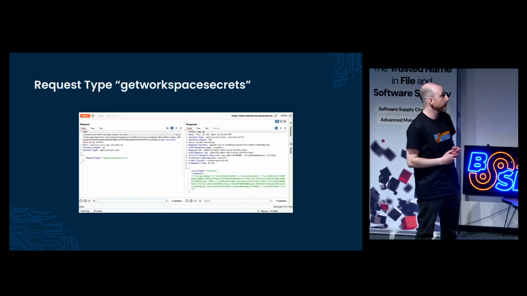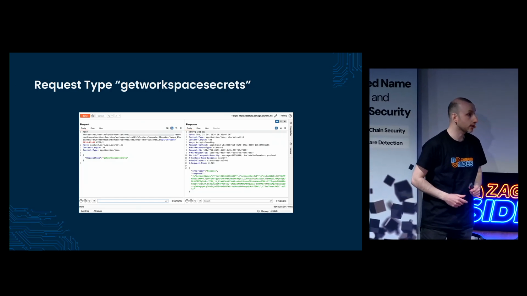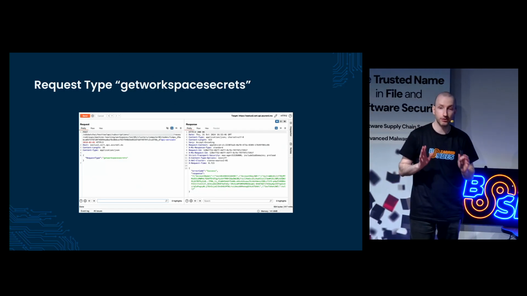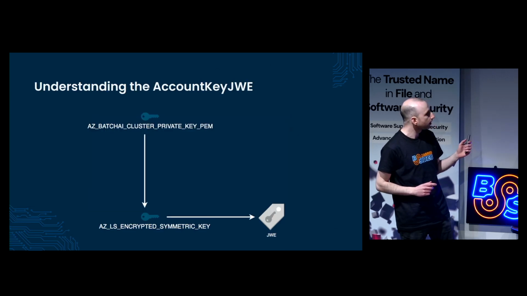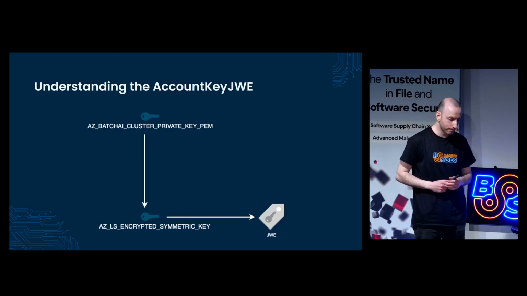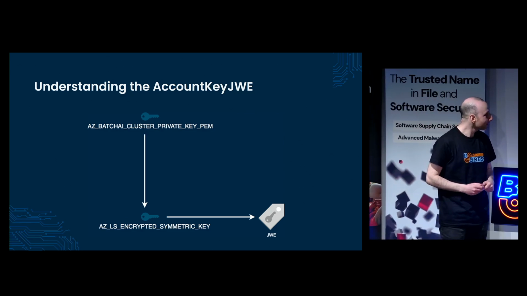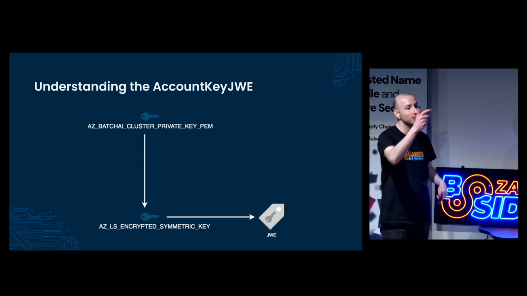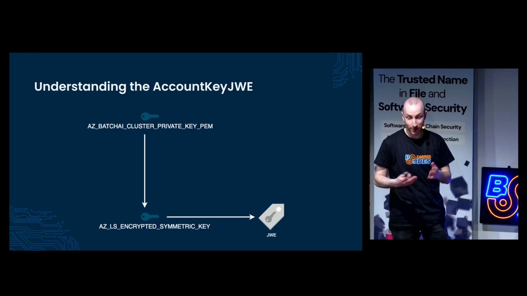And here is the last method, get workspace secret, where you get the account key JWE. Now, this is encrypted for now, so you have to decrypt it before you can access the storage account access key. So how do you do it? This is like a matryoshka. You have the first private key, called the cluster private key, that decrypts the second key, the encrypted symmetric key, that is going to decrypt the JWE. And when you decrypt the JWE, you get the storage account access key, right?